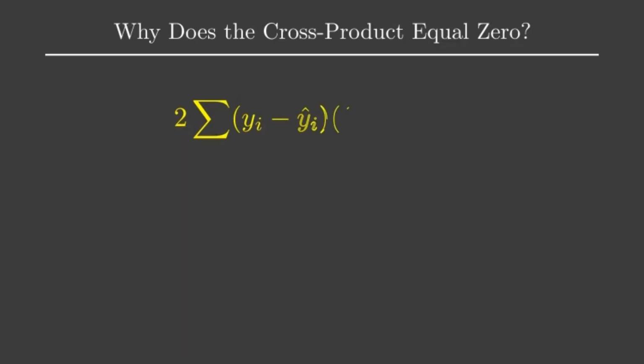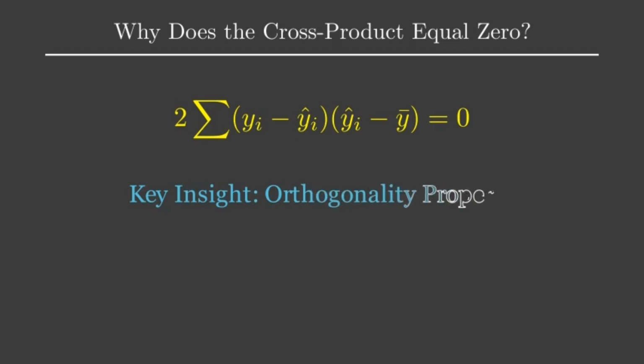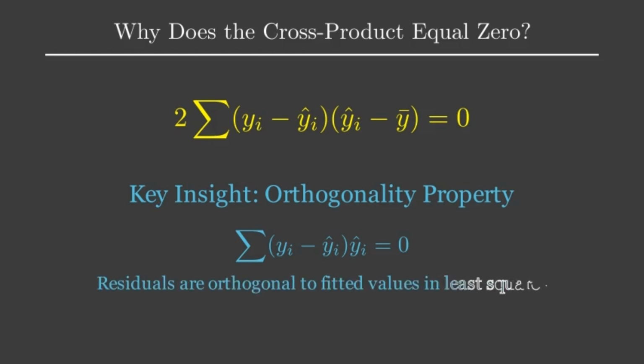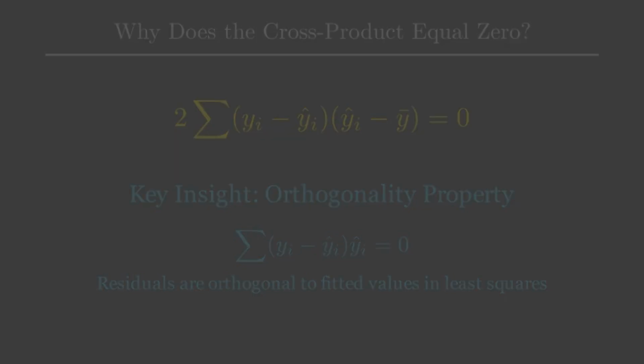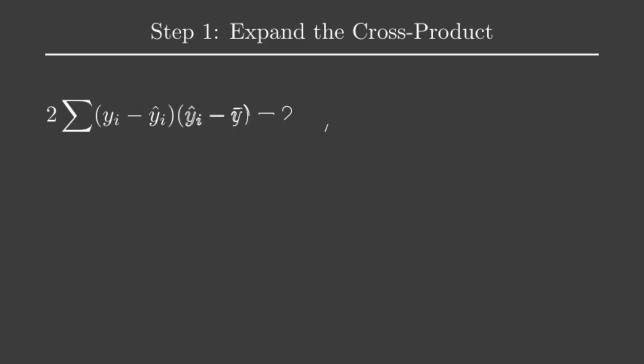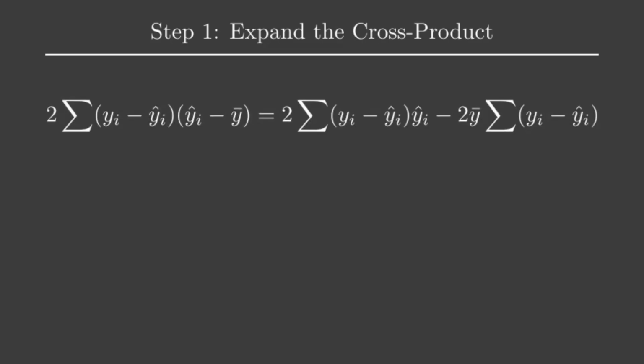Why does the cross-product equal 0? The key insight is the orthogonality property of least squares regression. The residuals are orthogonal to the fitted values. This means the sum of the product of residuals and fitted values equals 0. This is a direct consequence of the normal equations in least squares. Step 1. We expand the cross-product term. We distribute the multiplication and separate the terms involving the mean.